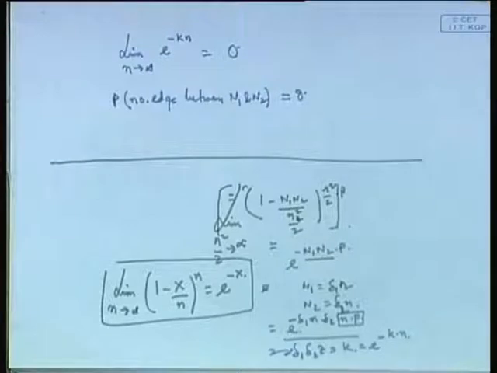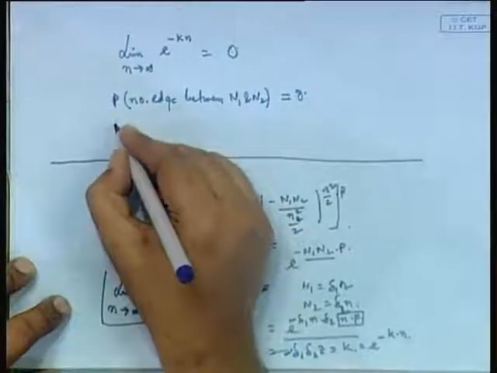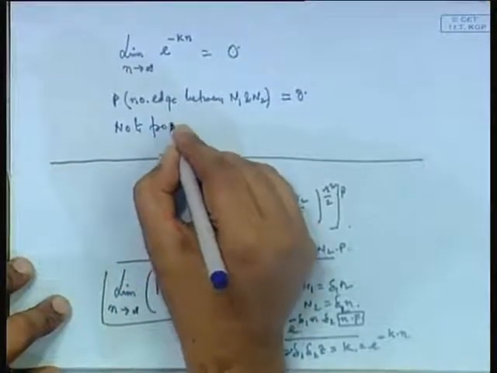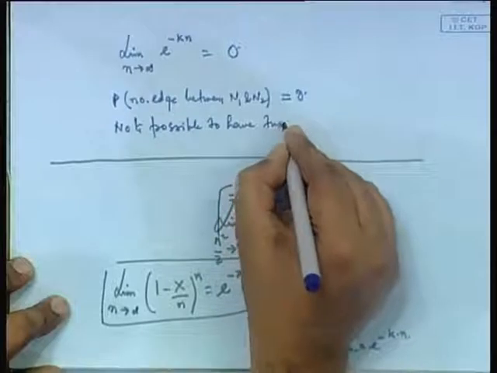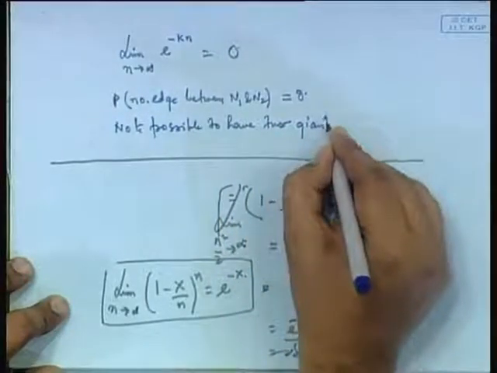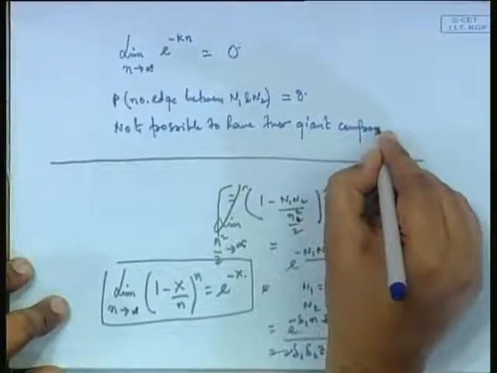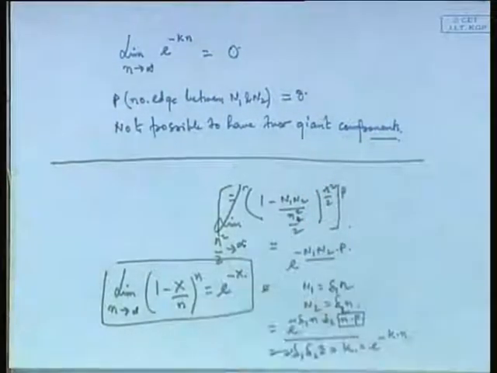So, what is the conclusion? What is the take home? It is not possible to have two giant components. So, through some very simple calculation, we make a very interesting observation that it is not possible to have two giant components.